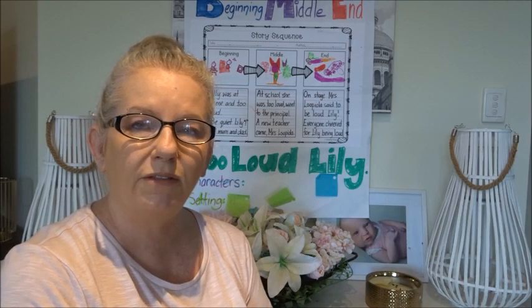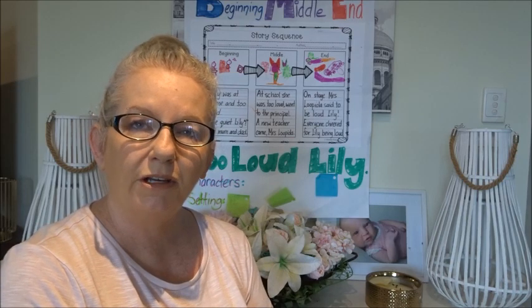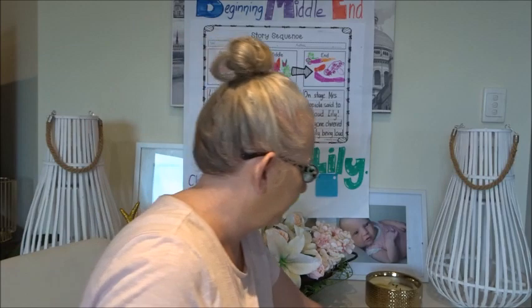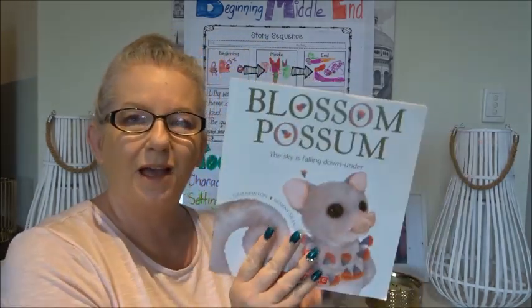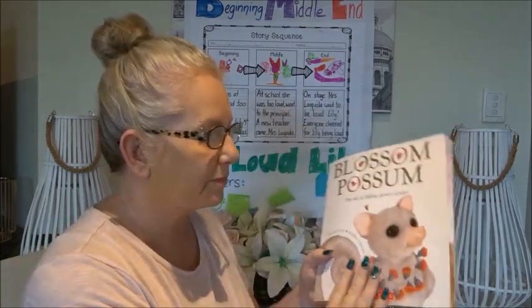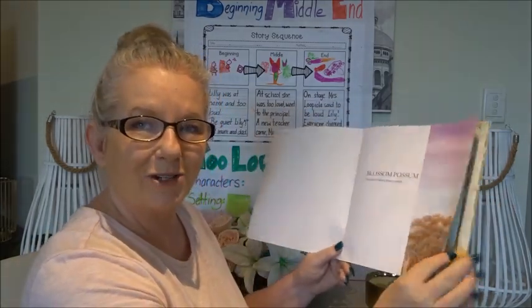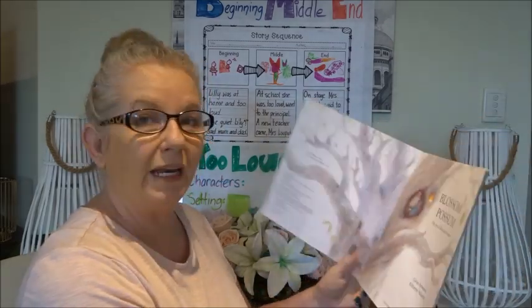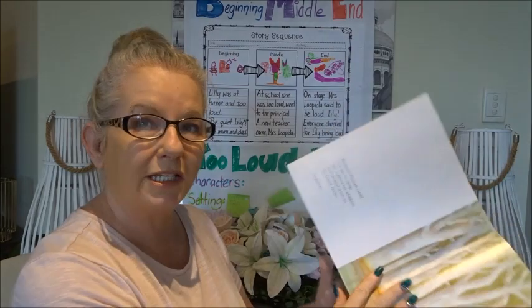So there we have it. We have the beginning, middle and end, and now we're going to call them the introduction, the problem and the conclusion. So let's have a look at the story we're going to be reading. And it's one that we read last term. Blossom Possum. So I will do my best to read this story to you. It's very tongue twisty, meaning there are lots and lots of funny words in here.